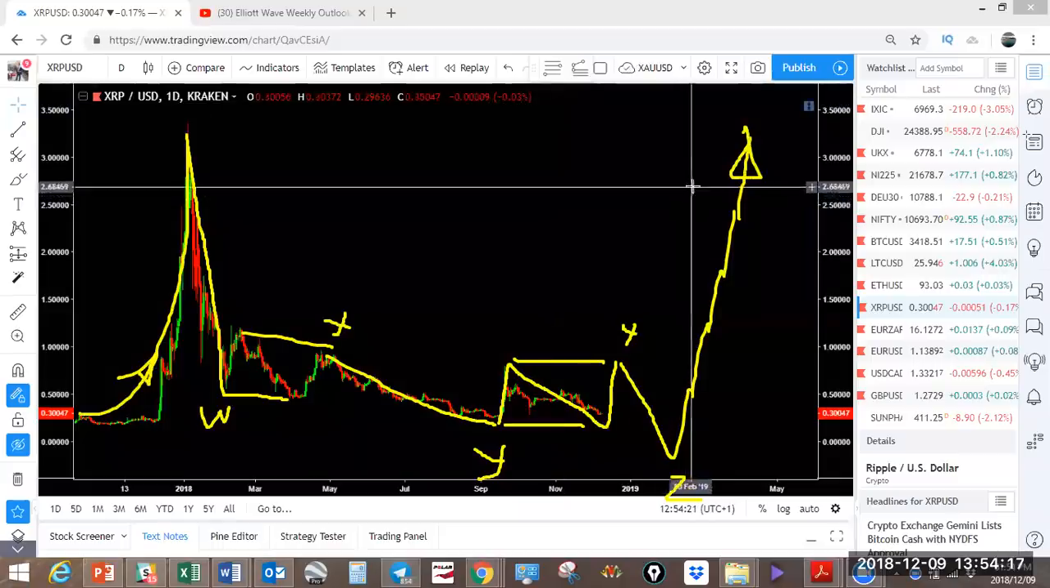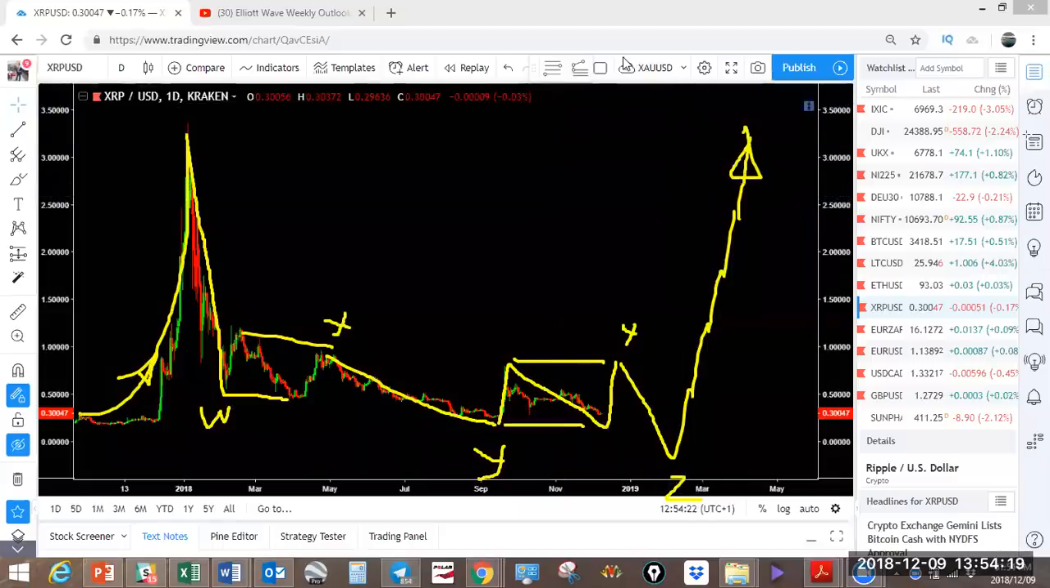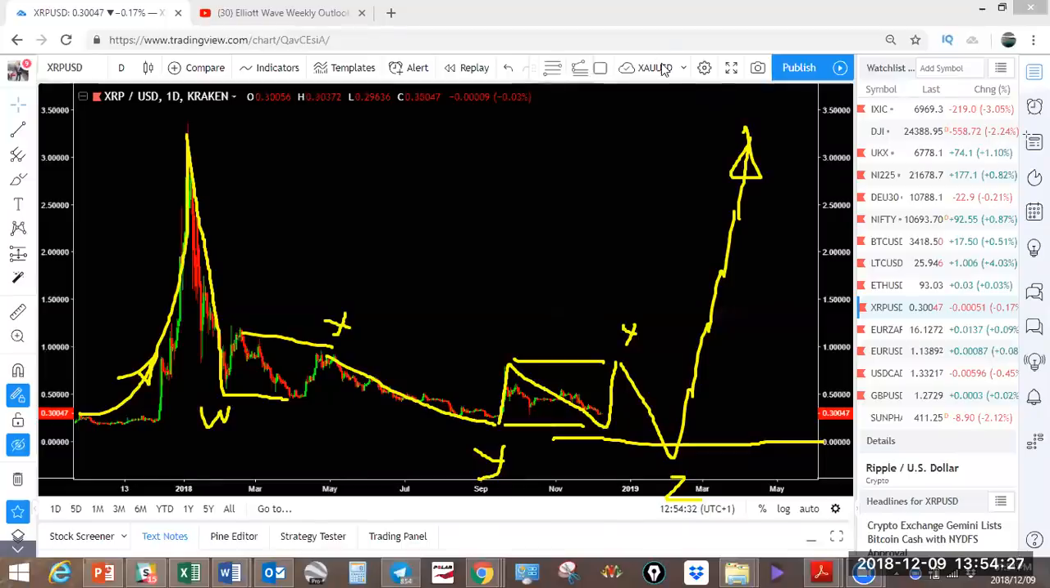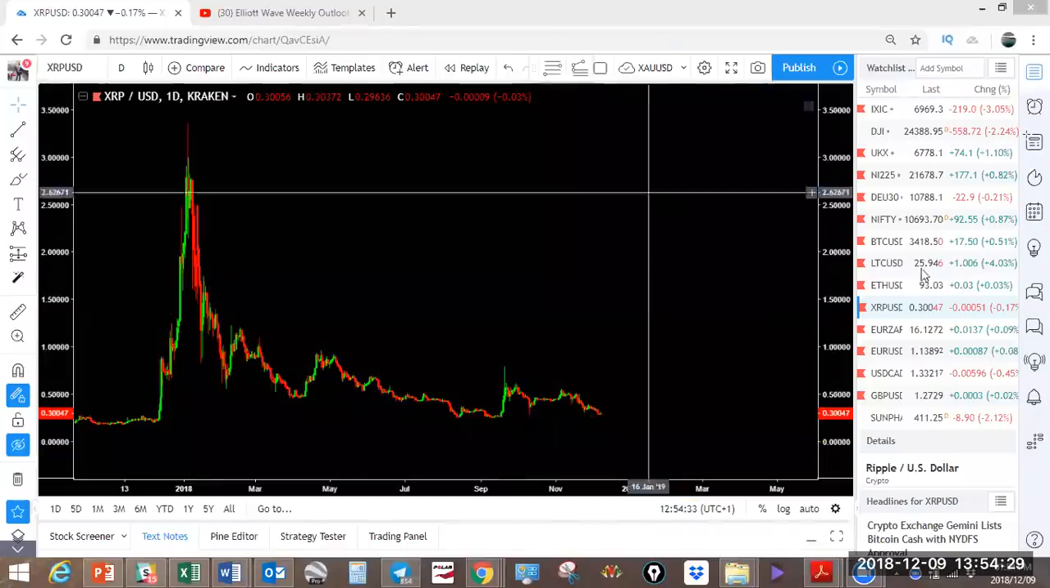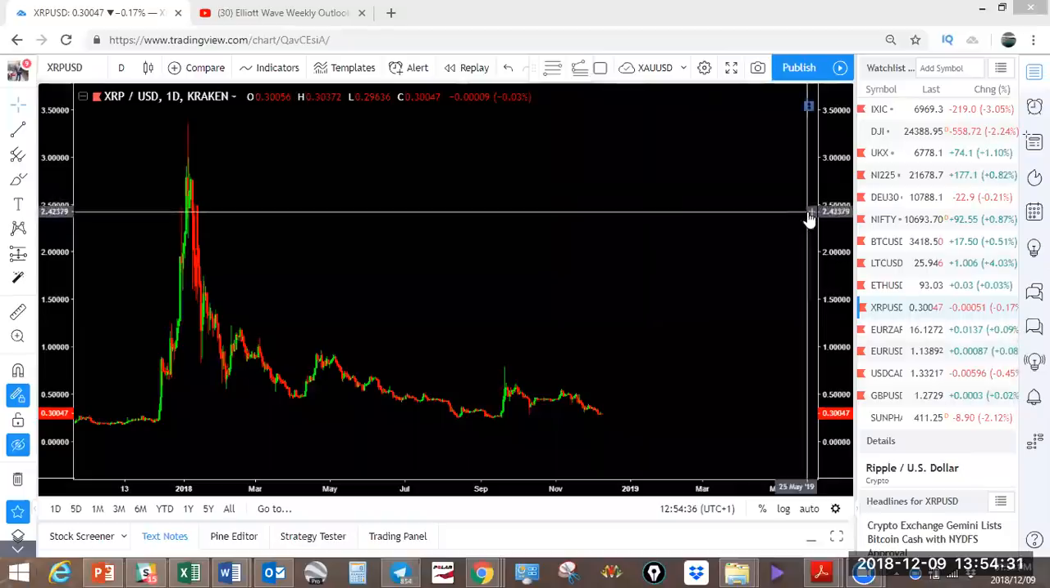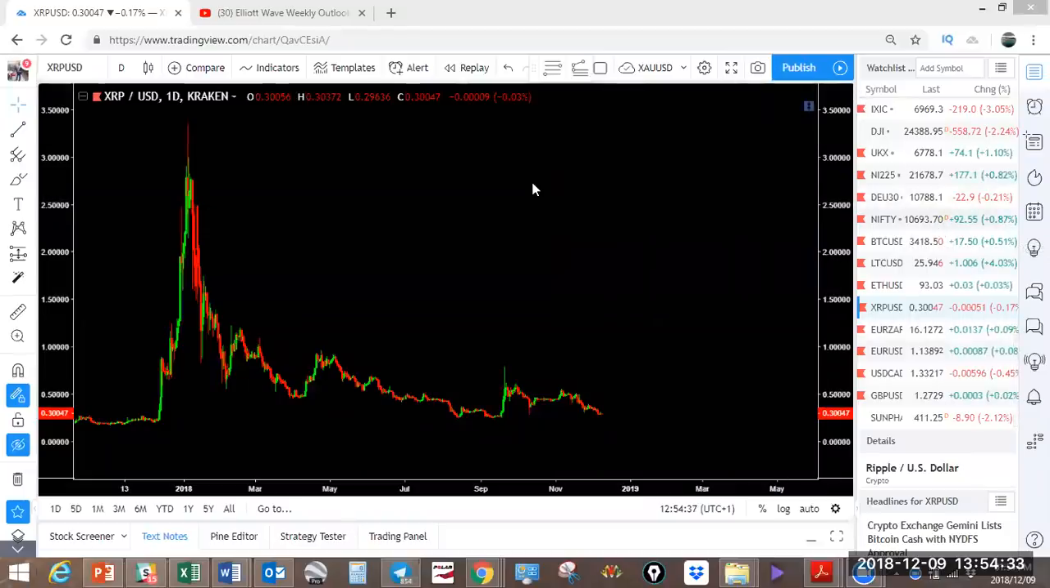That is if they don't crash. Look how close we are to zero. Very close. All right, so that's the cryptocurrencies, very clear structures, very clear setups in the coming sessions.